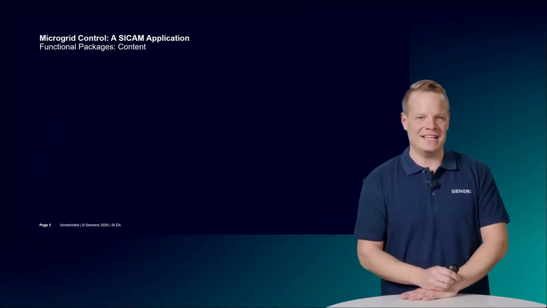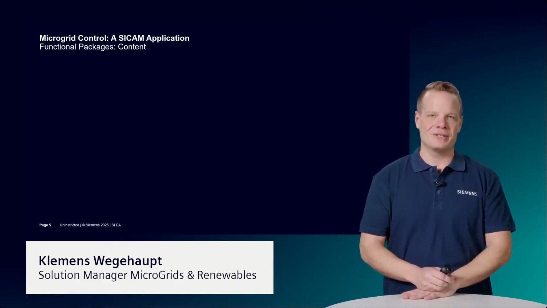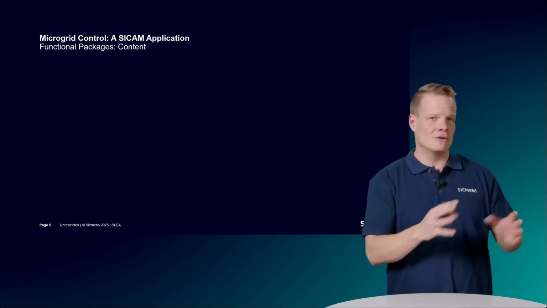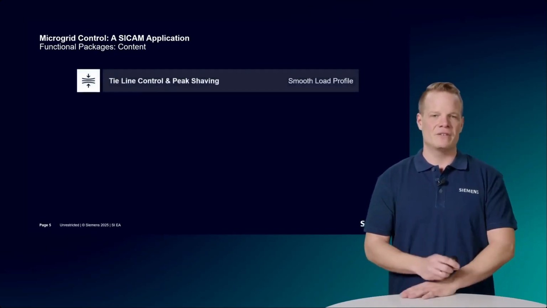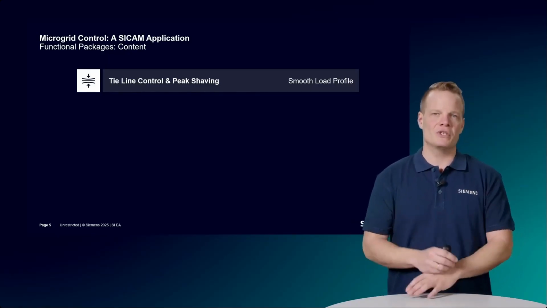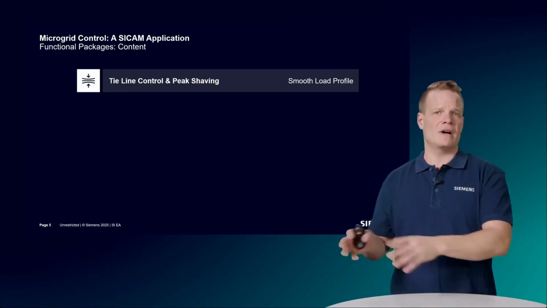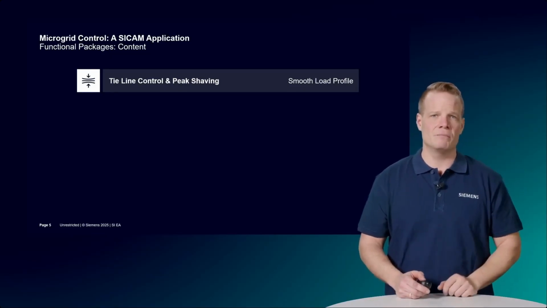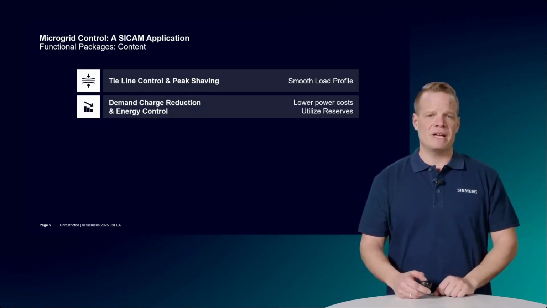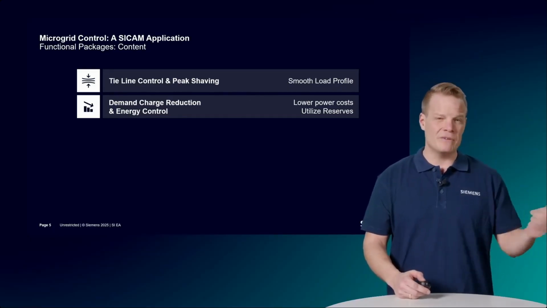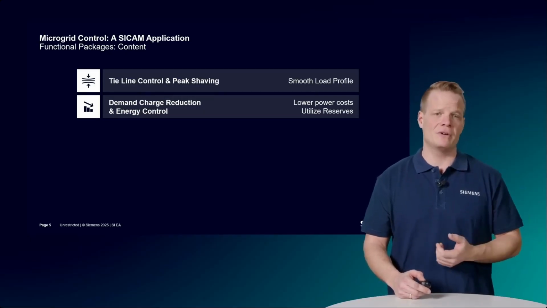Yeah, thank you, colleague, for this nice introduction and welcome to my part. So again, microgrid control. This time the functional packages we have bundled out of this large set of single functions, overall and asset-specific functions, and the content of these functional packages. So it's, so to say, the market hot sellers. So it's bundling the most common challenges in the market, in the industrial markets, also other markets. And we see, for example, we need a possibility to smooth the load profile with tie line control and peak shaving, for example. Another functional package is about demand charge reduction, so lowering power costs and enabling reserves in your grid connection. And we all know demand charges can be pretty expensive, especially for industrial customers.